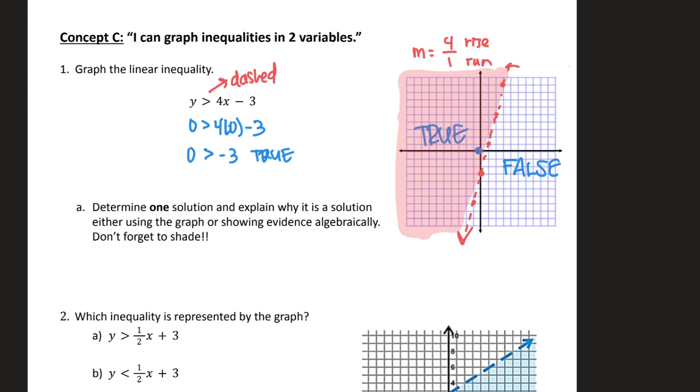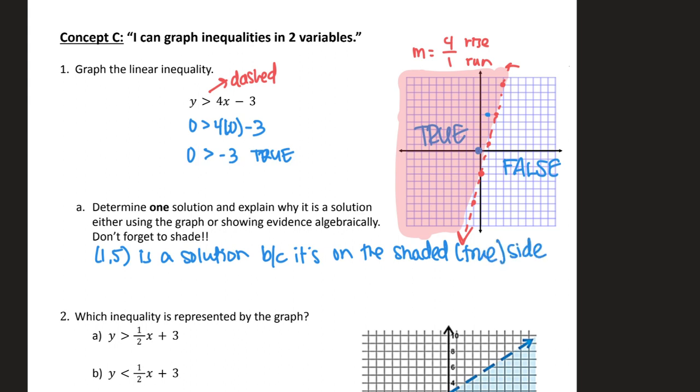And now part A says determine one solution and explain why it's a solution, either using the graph or showing evidence algebraically. Don't forget to shade. We already showed that 0, 0 is, but I'm going to pick a different point. Let's pick this point right here. That point is 1, 5. So on the graph, we can say that 1, 5 is a solution because it's on the shaded side, or the true side.